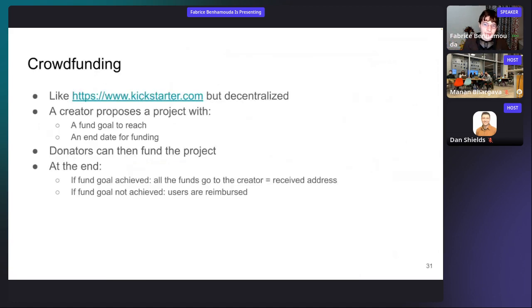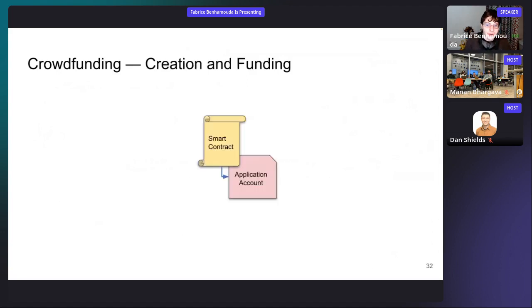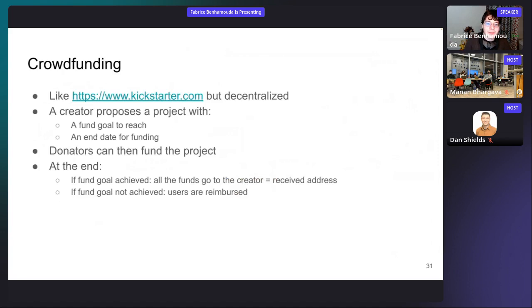Let's see everything we have seen up to now in an example of crowdfunding. So I talked a bit about crowdfunding. I'm pretty sure you know about Kickstarter, for example. It's a place where a creator proposes a project. There is a fund goal to reach. I want $10,000, an end date by end of February. Then donators can fund the project. And at the end, if the fund goal is achieved, all the funds go to the creator. And otherwise, everybody gets reimbursed because the creator has no way to do the project if they do not have enough money.